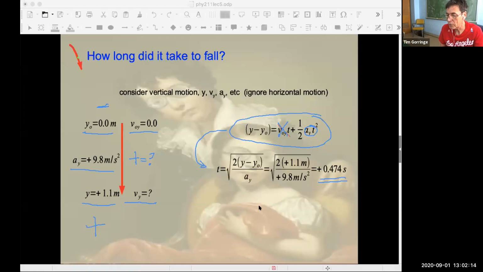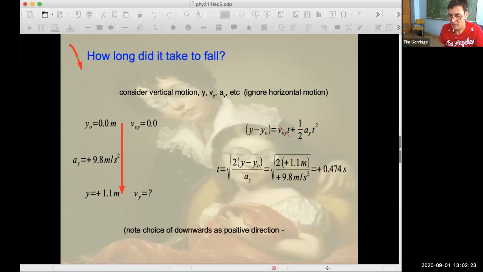Okay, what was the second question? I've forgotten. We're going to find out when I go to the next slide, if I can. Oh, there's a comment down here.